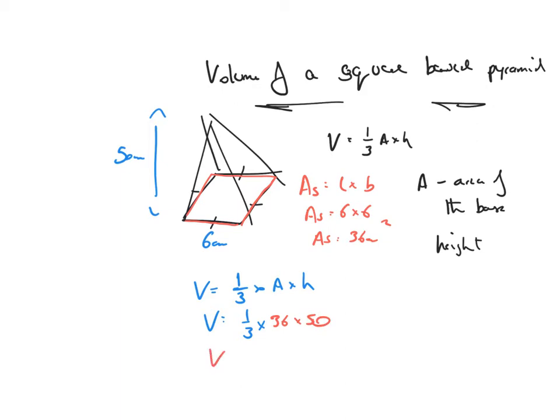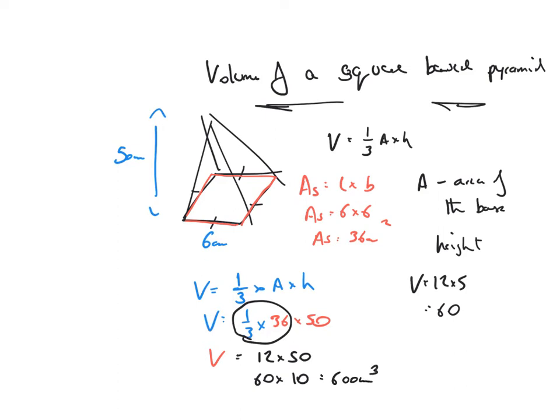At that point, we don't really need a calculator for this one. This is definitely a non-calculator question. So 1/3 of 36, well, it's 36 divided by 3, that's 12, and then it's just 12 times 50. Well, think about 12 times 5. 12 times 5 is 60. I just then need to multiply that by 10, and that will give me 600 cubic centimetres. Final answer.